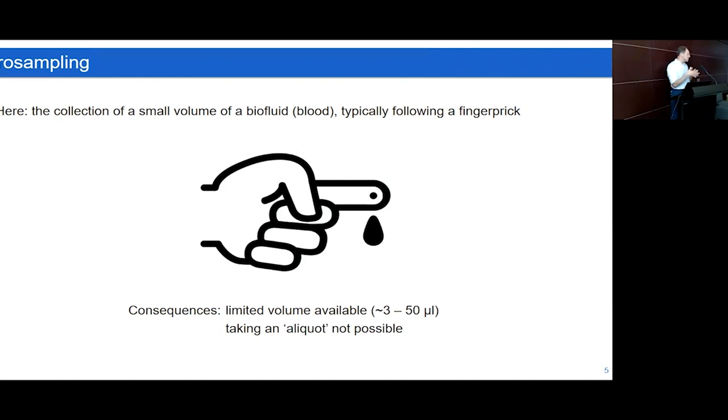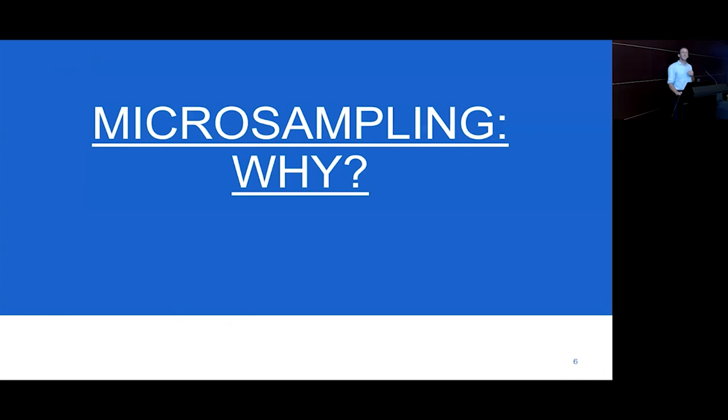It also has consequences in the fact that taking an aliquot of a sample is not really possible. Like if you have a blood tube, you can take one part and say, okay, if something goes wrong, I'll take another aliquot, or you can also spike more easily standards into it. This is more complicated when working with a microsample.